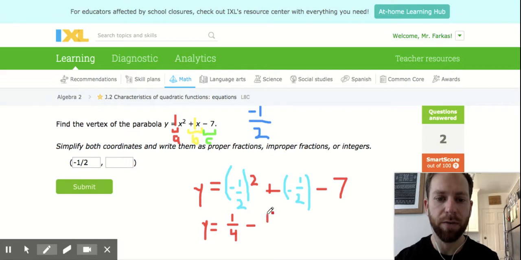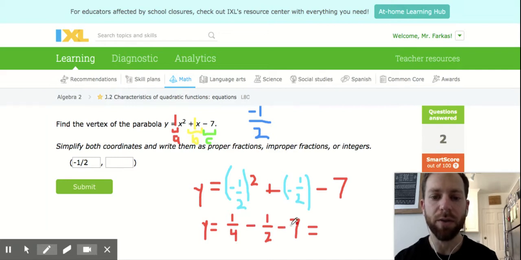minus a half, minus 7, right? So if you think about this in terms of money, it makes it a little easier, right? Or like decimals. If you have a quarter and then you take away a half dollar, you're at negative a quarter. And then you take away another $7, you're at negative 7 1/4. So you could write this as negative, it says write them as proper fractions, improper fractions, or integers. So negative 7 1/4.